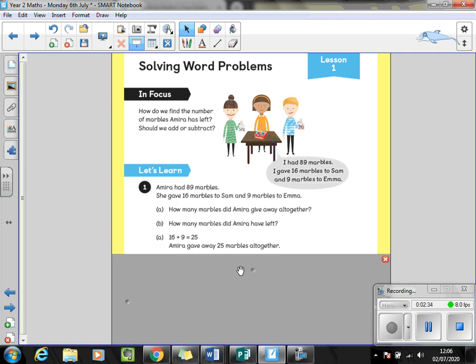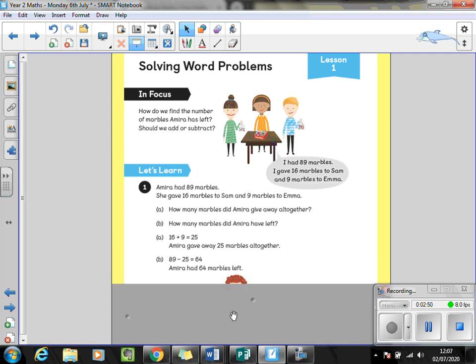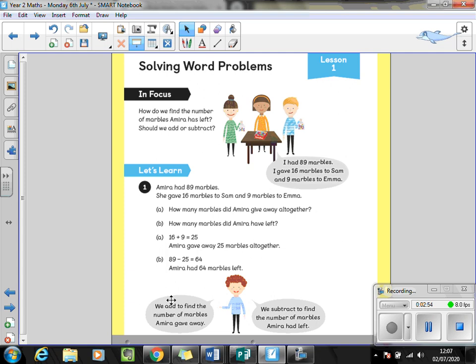If you solved it in a different way, that's fantastic, but make sure you're able to explain it to an adult and tell them why you think that's the most efficient way to add those two numbers together. Looking at question B then, how many marbles did Amira have left? We know she started with 89 marbles. And we now know that she gave away 25 marbles. So she had 64 marbles left.